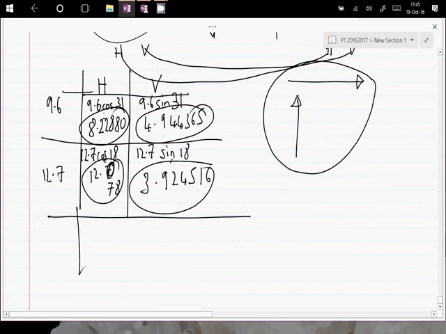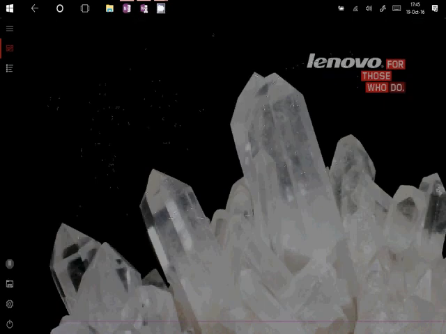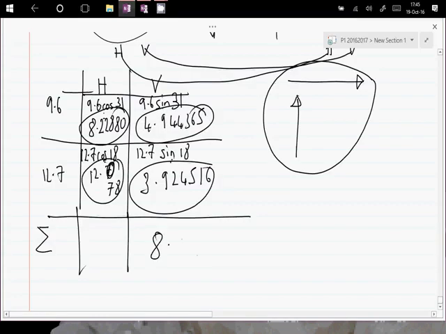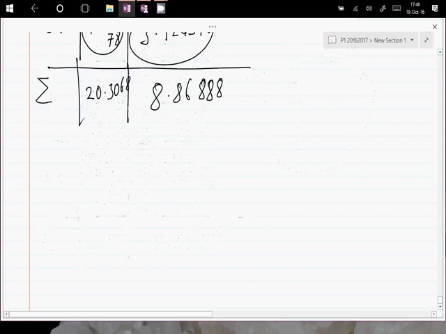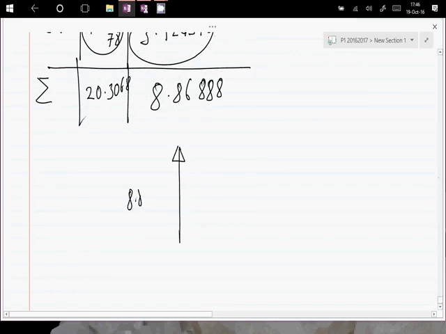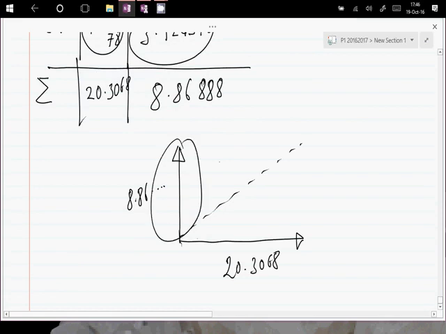All right. Now, to get the total horizontal, I'm going to add these two figures, and the total vertical, I'm just going to add these. So I'm going to use this symbol here, which means sum. I've got this 3.92 still on my calculator, plus 4.944365 equals 8.868888. The next one is 12.078 plus 8.22880 equals 20.3068. All right. So now I've got a vertical one here of 8.86, whatever that is, and a horizontal one of 20.3068.